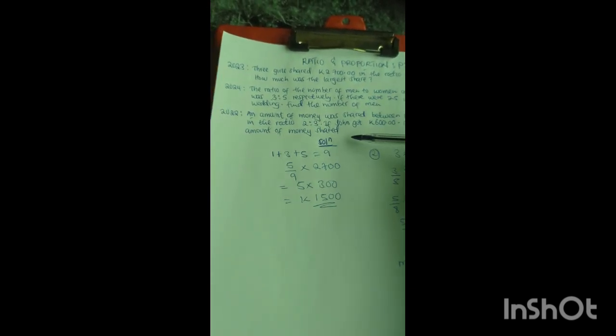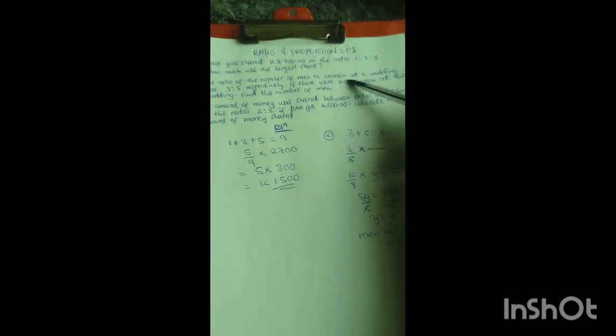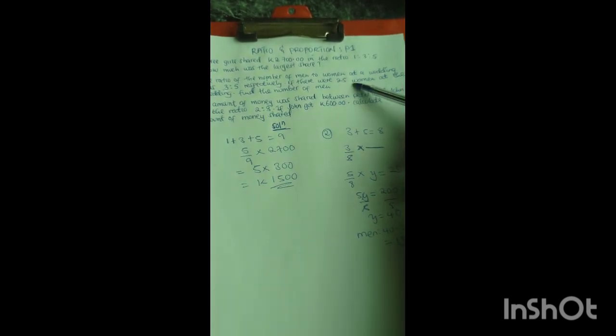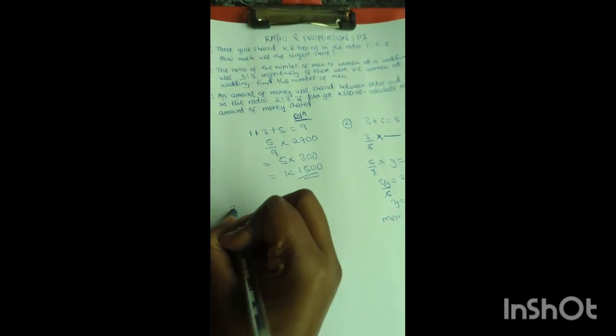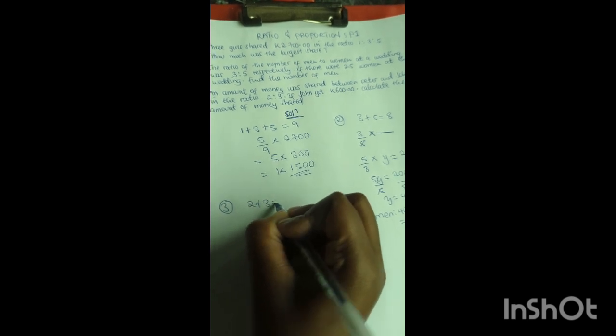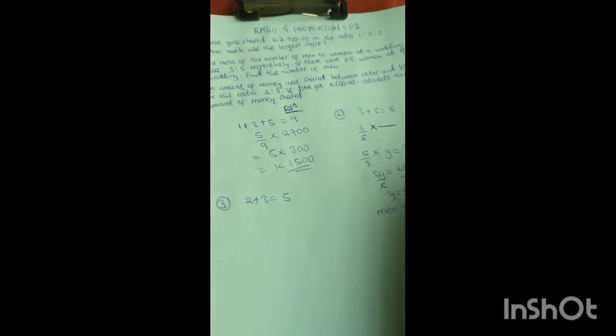So from 2022, the question is, an amount of money was shared between Peter and John in the ratio 2 to 3. If John got 600 kwacha, calculate the amount of money shared. So in this case, just like here, you don't know the amount that was shared. Here you also didn't know the total guests. So what do we do? We do 2 plus 3, which is 5. Which one represents John? Peter and John, so meaning 3 is for John.